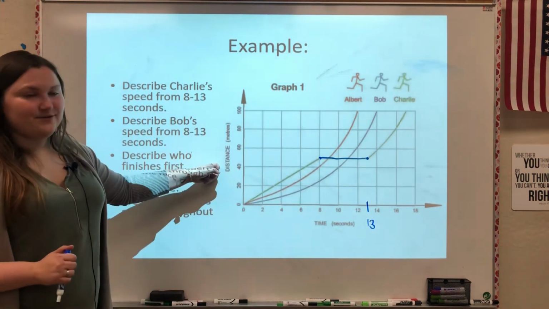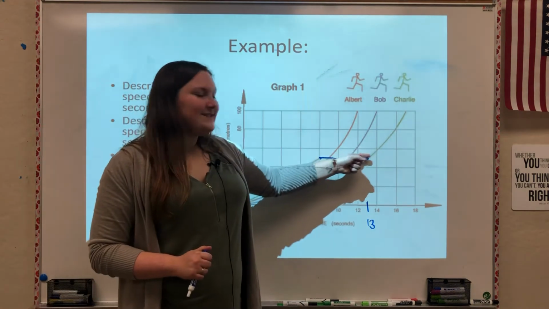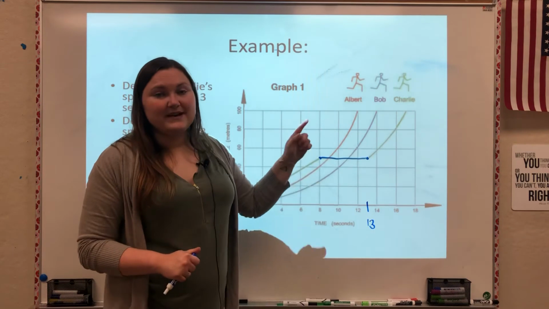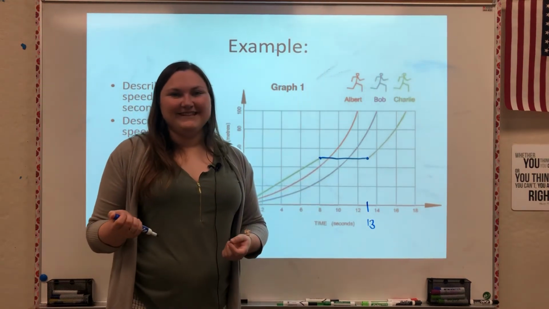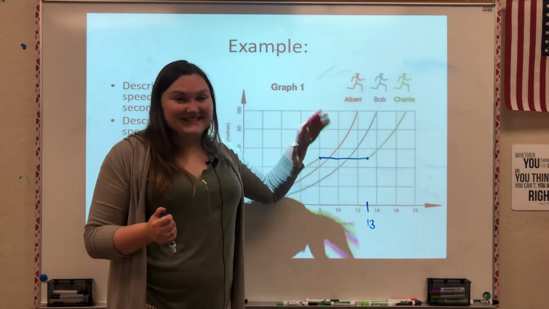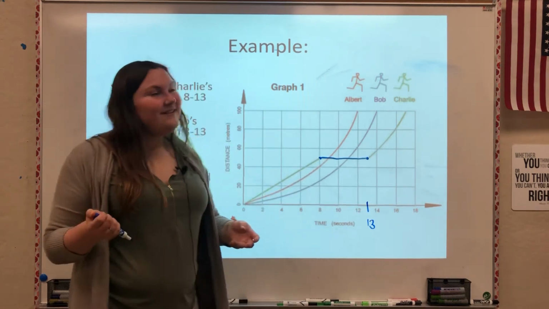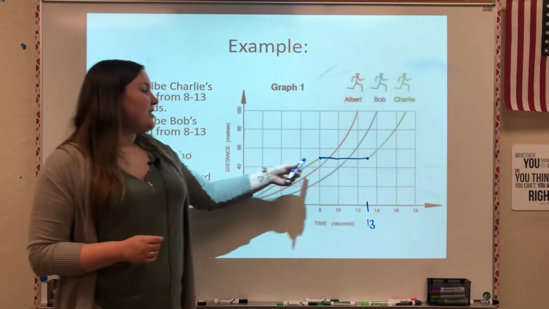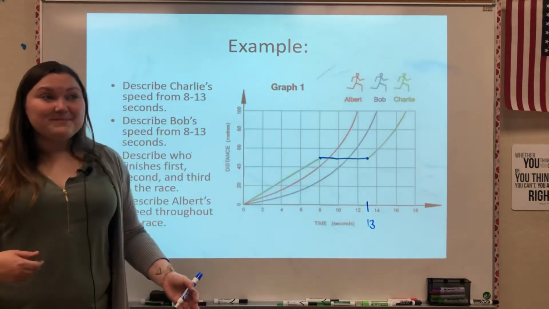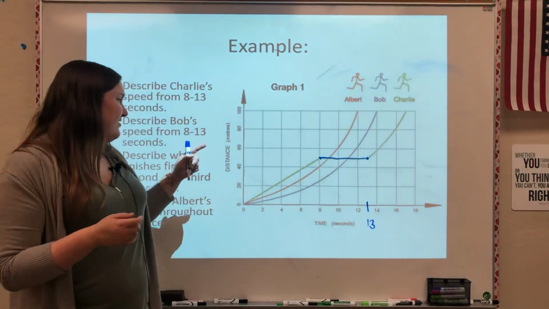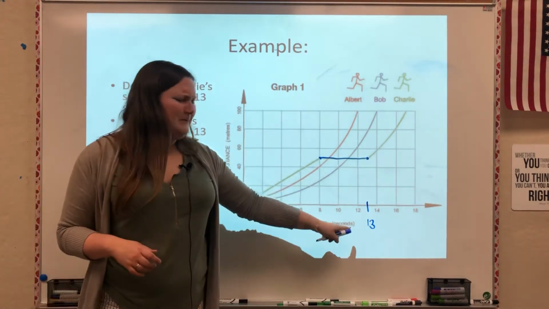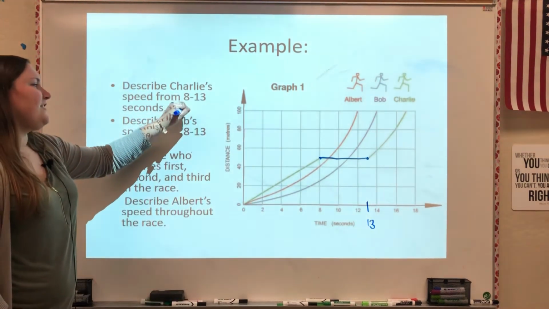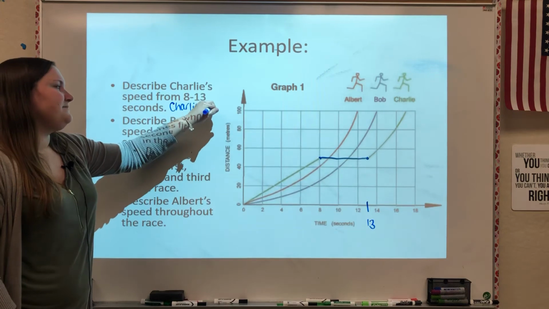So they're asking what is going on right here. Well, it's a distance graph. So if I have a horizontal line like that on a distance graph, it means the distance wasn't changing. It wasn't going up or down. What's that mean Charlie's doing? It means Charlie stopped. If his distance isn't changing, he's not moving. So to answer the question, describe Charlie's speed, you could say Charlie isn't moving. You could say Charlie stopped. You could say Charlie's speed was 0 meters per second. All of those would be good. I'm just going to say Charlie stopped.